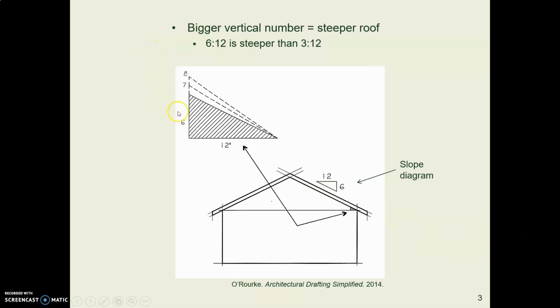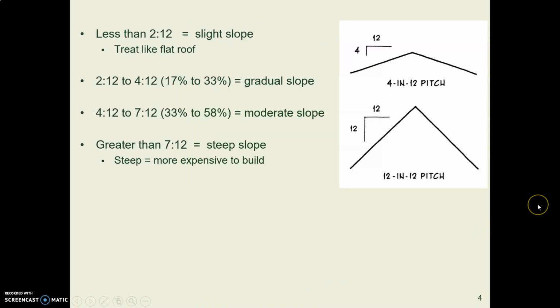And as you can see by looking at this diagram, this triangle here, the higher the vertical number, the steeper the slope. Something that's, say, 2/12 is a very flat slope. Something that's, let's say, 12/12, that's a super steep slope. A flat slope is good in hot, dry climates, less good in rainy climates. A steep slope is more expensive to build, but it might be good in snowy weather.